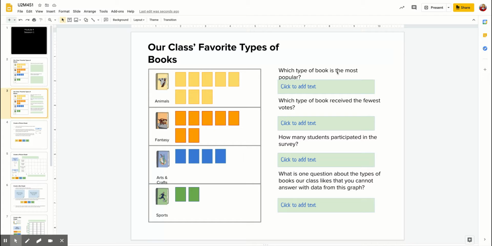Which type of book is the most popular? Which type of book received the fewest votes? How many students participated in the survey? Each square is one person. What is one question about the types of books our class likes that you cannot answer with data from this graph?